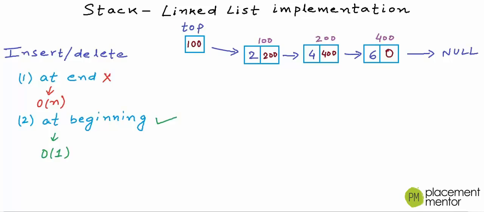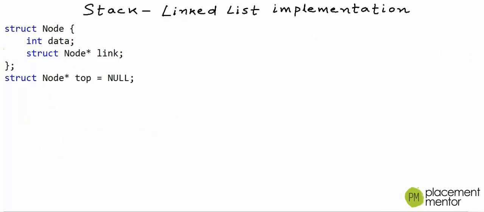I'll quickly write a basic implementation in C. I'm defining node as a structure in C. I want to create a stack of integers. So the first field in the node is an integer. Another field is a pointer to node that will store the address of the next node. We have seen this definition of node in all our previous lessons on linked list.